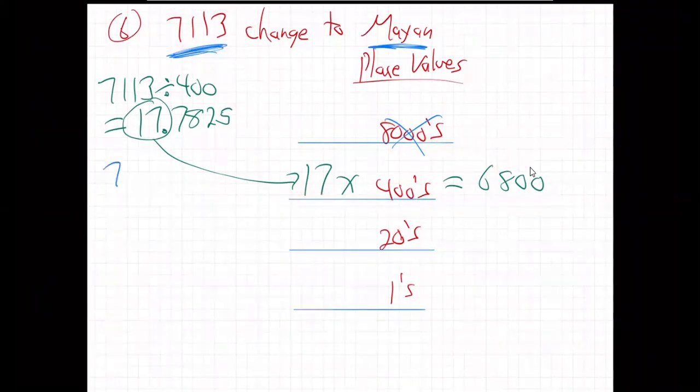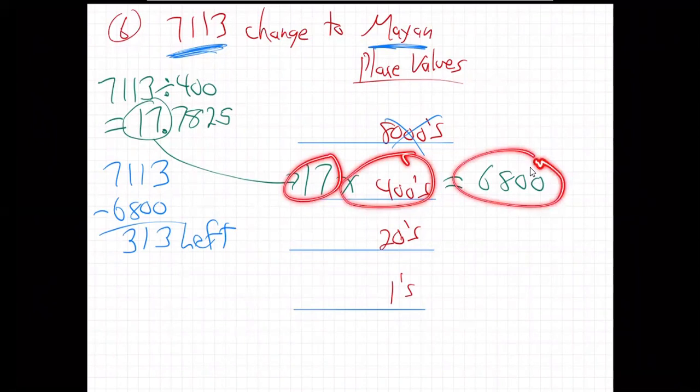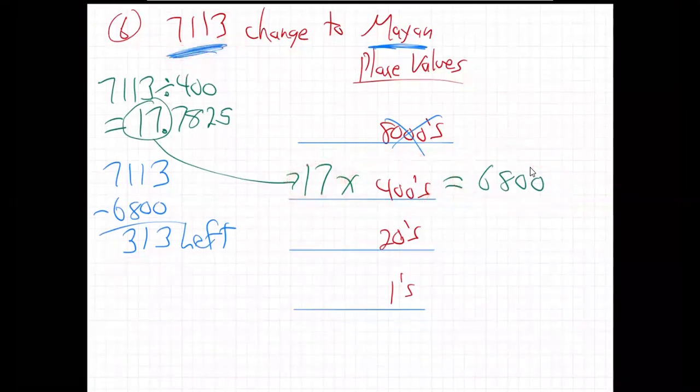So we take 7,113 and we subtract. Remember how this works? Use your calculator. I think it comes out, yeah, 313 left to go. So remember, you divide and then you subtract. We have 313 left to go. We've already represented 6,800 by putting 17 400s. So we have a little bit left to go to represent the whole 7,113. We have 313 left. What do we do next?